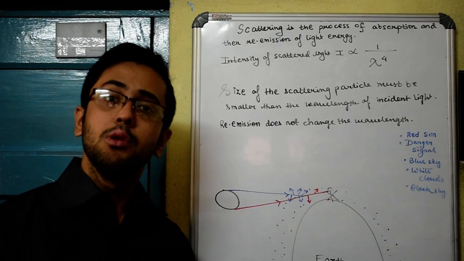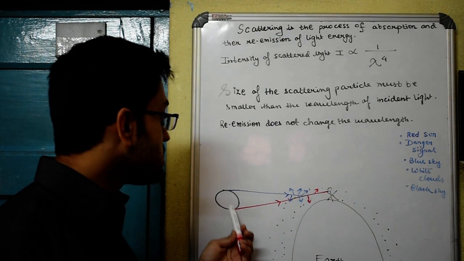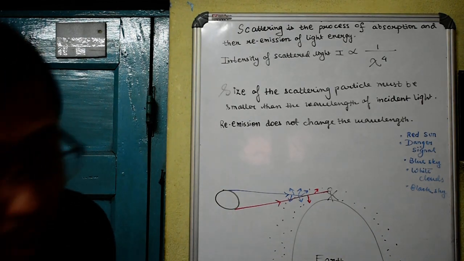Now, why is the sky blue in color? Well, this is the position of the sun during sunrise or sunset.